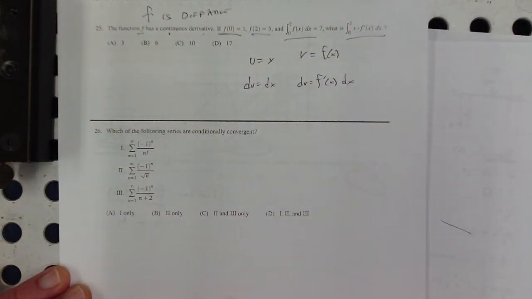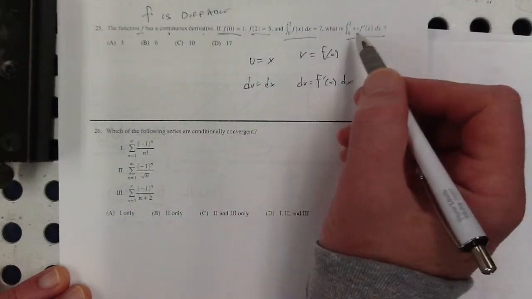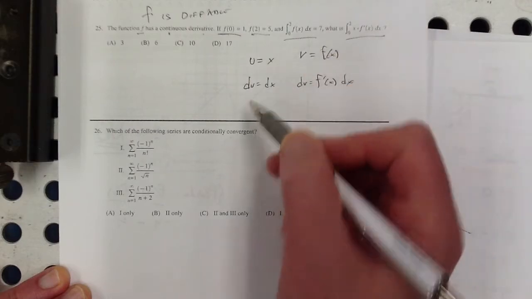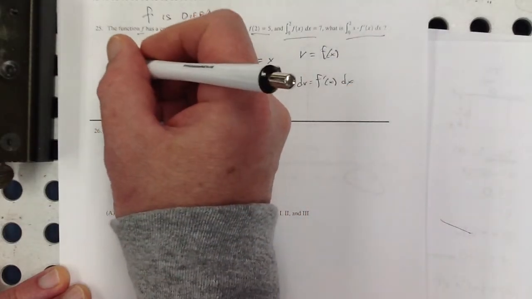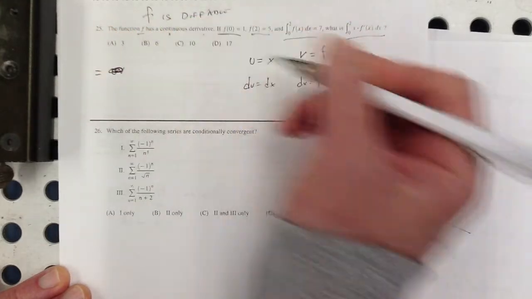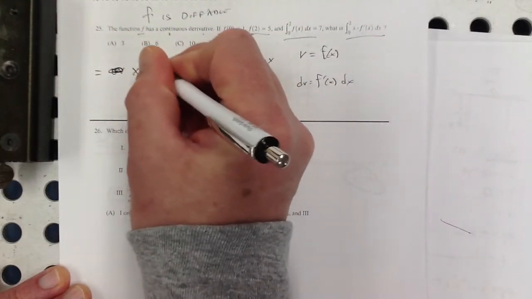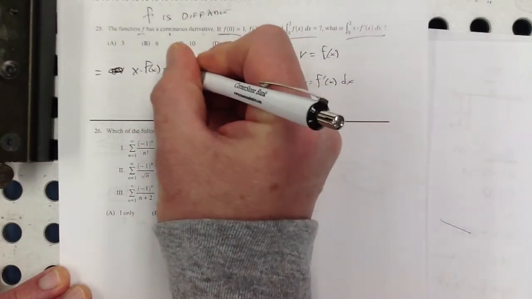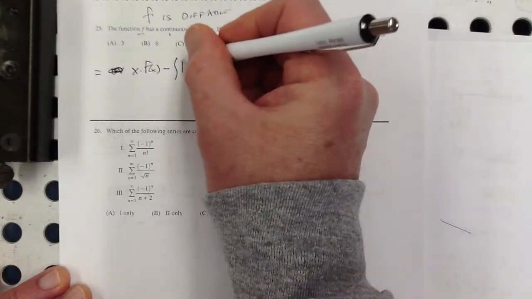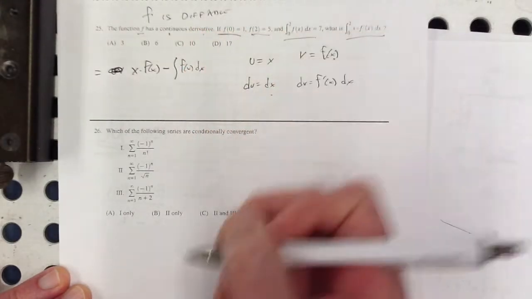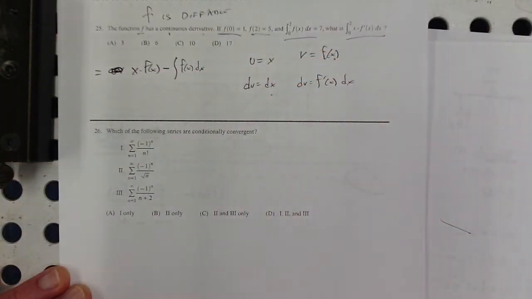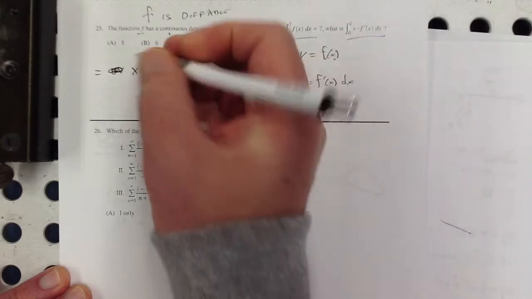Okay, so integration by parts is that the integral of u dv is equal to uv minus the integral of v du. So this is equal to, I want to write what they are, x times f of x minus the integral of v du, going from 0 to 2.